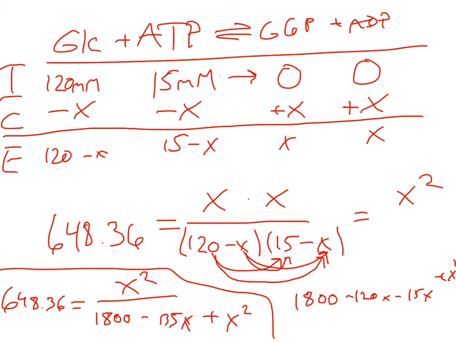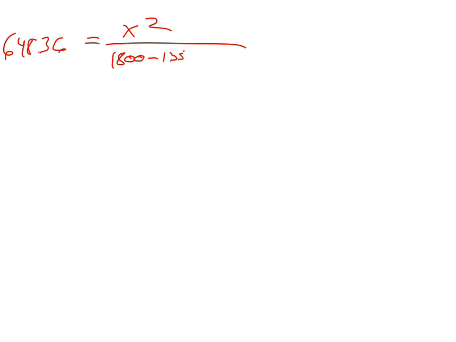Unfortunately here we're going to have a quadratic. We already have a quadratic in the base. So we're going to have to solve the quadratic equation. So I'm going to go to a new page and we'll start simplifying that. So again, we have our 648.36 equal to x squared over 1800 minus 135x plus x squared.